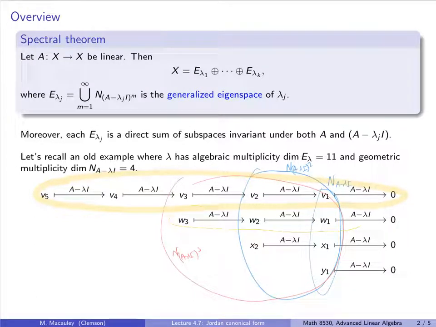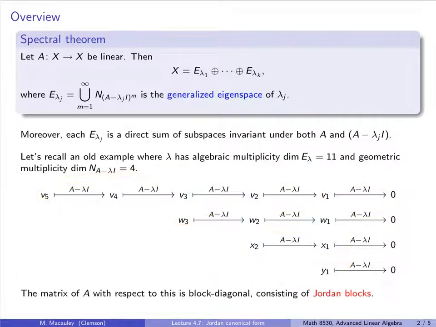as is this. Let me get my highlighter back. As is this, and this. Recall that if we have a vector space X that decomposes as a direct sum of subspaces Y and Z, and we take a basis Y1 up to YK and ZK plus 1 up to Zn, and we construct the matrix of a linear map A from X to X, then that matrix is going to be in block diagonal form.